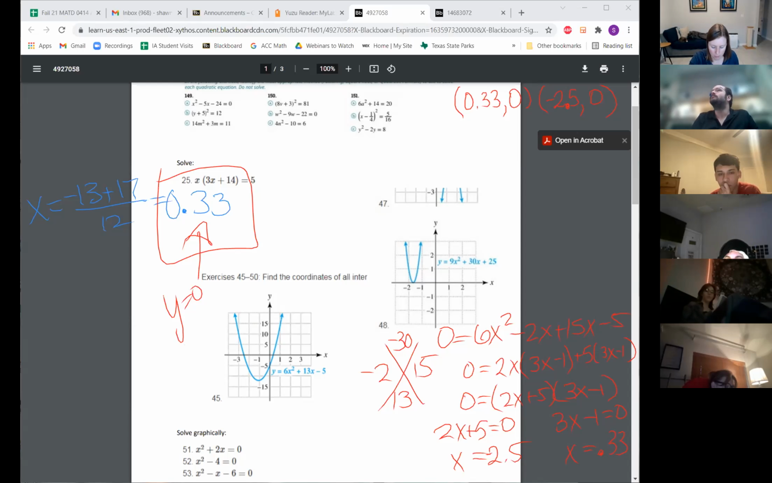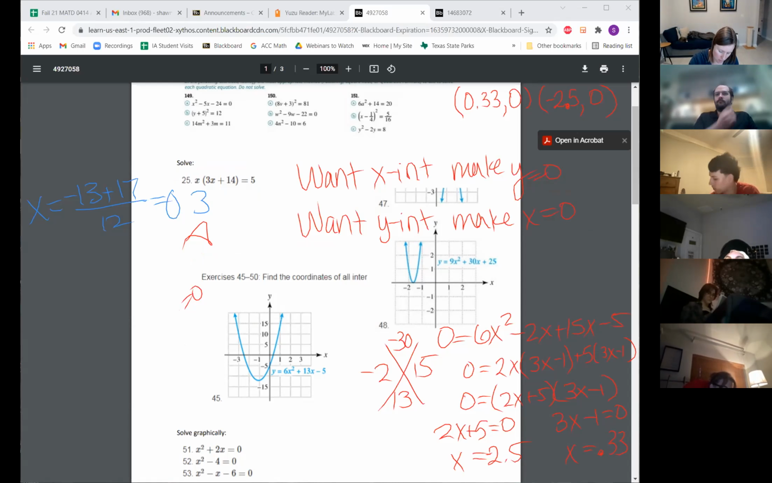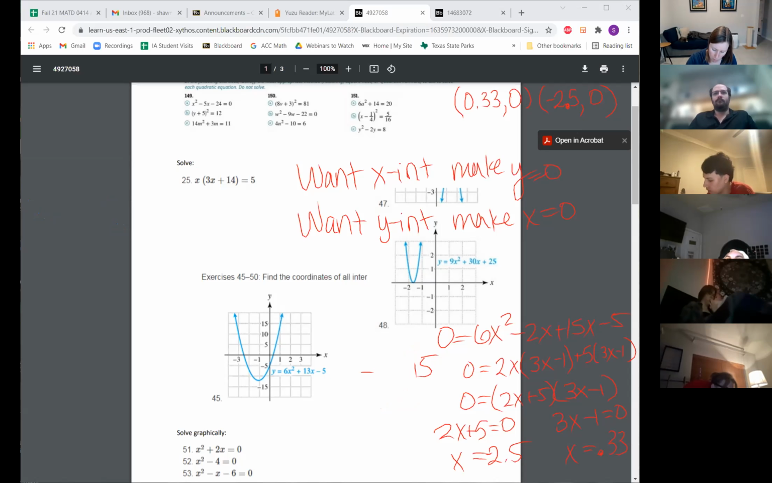So think about this. When I want my x-intercept, I make y 0, right? So now what if I want my y-intercept? What am I going to do? Make what? You're going to make x equals 0. Yep. So let's go back to our original problem and we're going to make x 0 now. Okay, so it flip-flops. If I want my x-intercept, I make y 0. If I want my y-intercept, I make x 0.